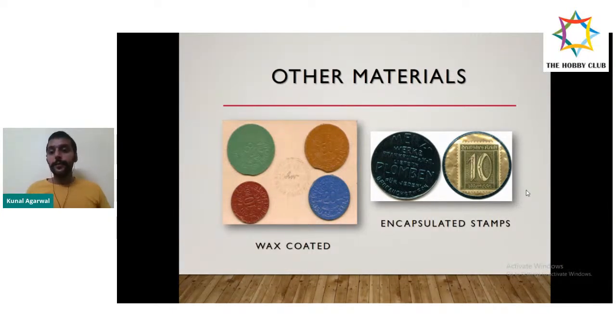And then there are encapsulated stamps. Here you can see cheap quality metal, recycled from bottle caps, car spare parts, etc. They were used to make a capsule type of thing, and inside that, a stamp was stuck, and then it was circulated as currency. But most of them were private Notgelds. The number of such encapsulated stamp Notgelds issued by the local authorities are few. It was mostly done by private authorities.